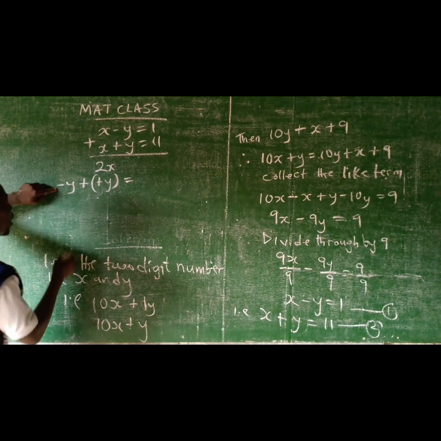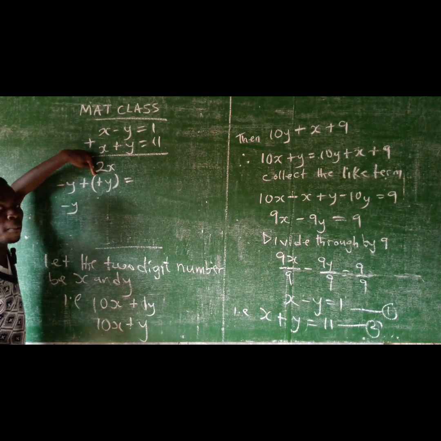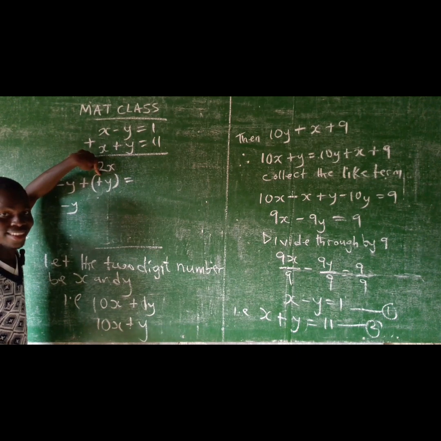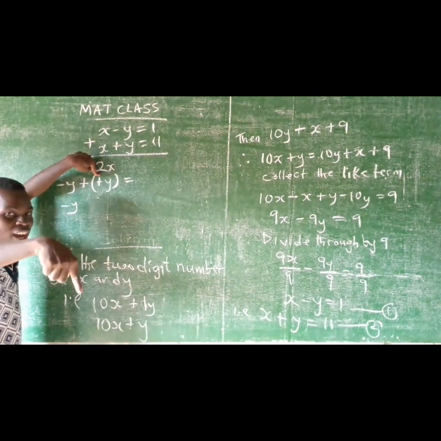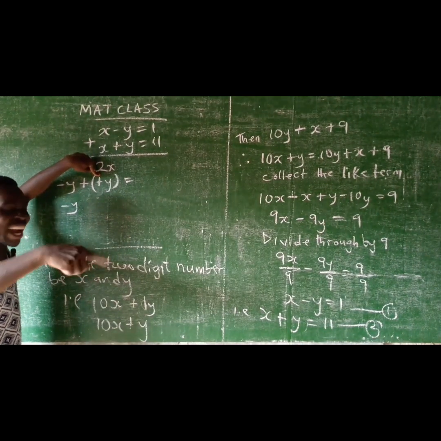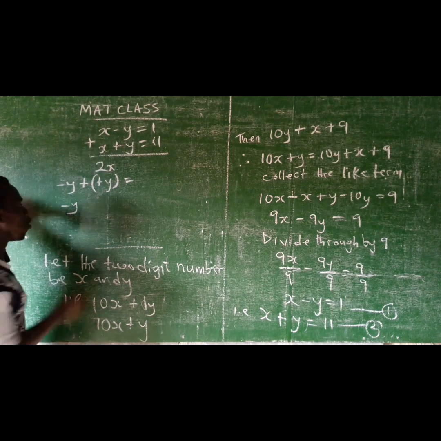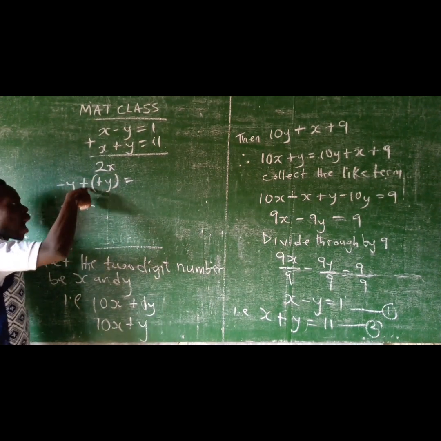Okay, I'll now say minus y. The bracket stands for multiplication. Plus times plus will give me plus. I believe you understand that one. If you don't understand, comment in the video so that I can explain how we arrive at that. Plus times plus will give me plus. And now I have 1 here.